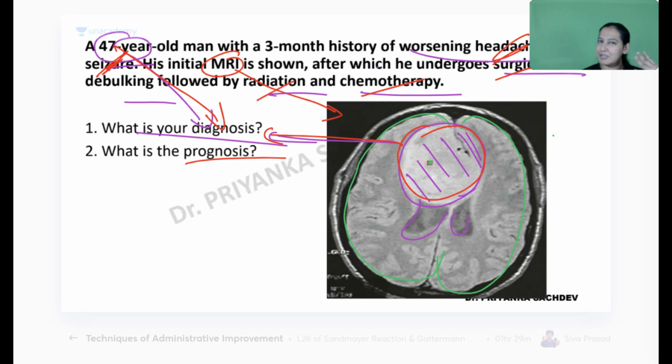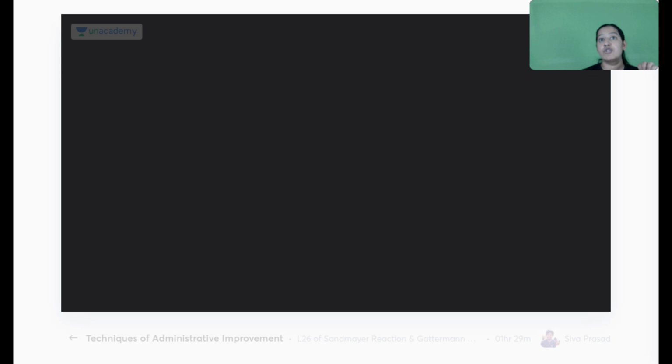What is the prognosis? Prognosis is very poor. I have told you now the 4 WHO grades: grade 1, grade 2, grade 3, and grade 4. There are 4 types of astrocytoma.